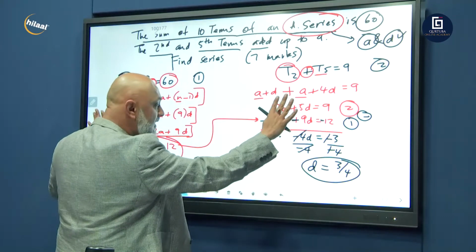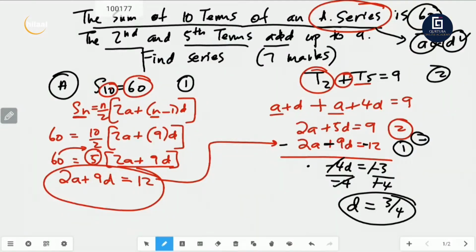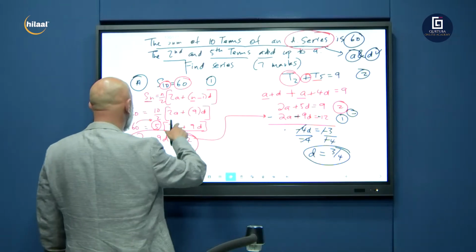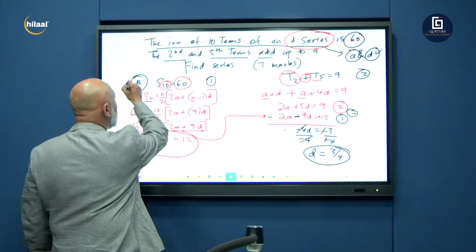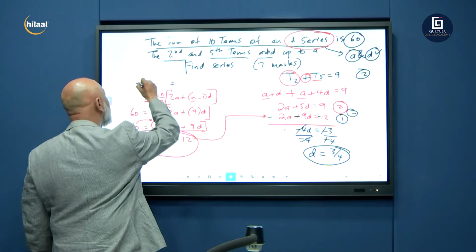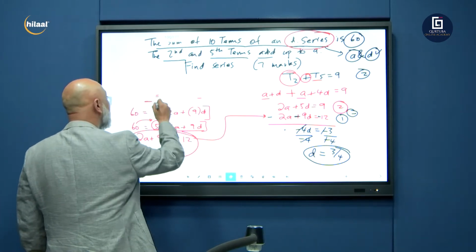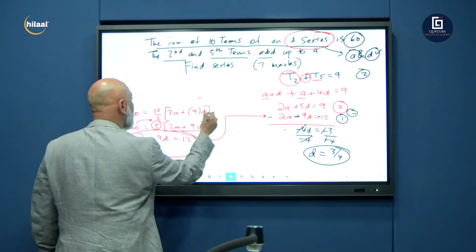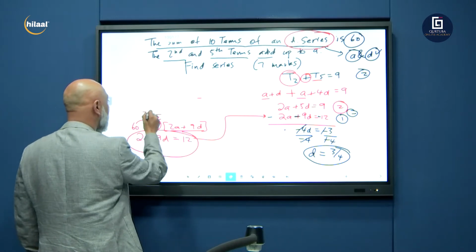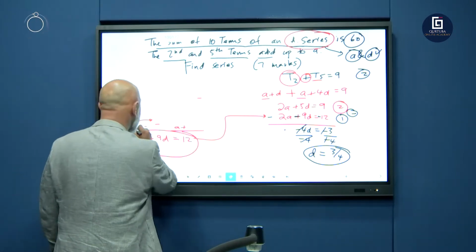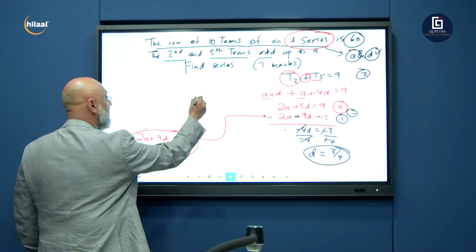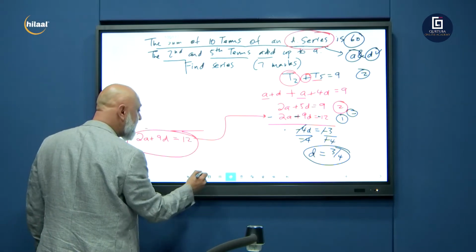So you've got this down. I'm going to need some space, so I'm going to clear up here on this side. So let's go to our eraser. We're going to substitute the 3 over 4 into whichever equation you want to do. Let's do it into 2a plus 9d equals 12. So let's take that out. And let's put it into this equation here, guys. Right, so let's go back to our pen.